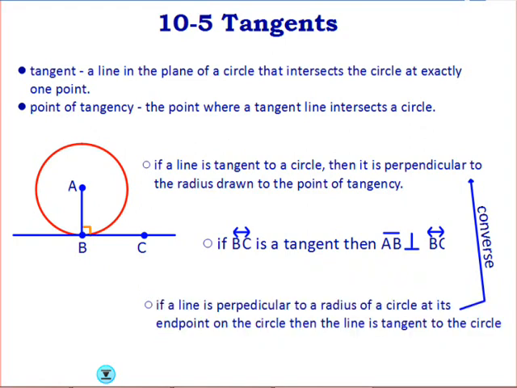And then we have a converse statement down here. If a line is perpendicular to a radius of a circle at its endpoint on the circle, then the line is tangent to the circle. So it just works in both directions. That's all that we're saying here. Okay? If you need to pause it here to get the rest of that slide, you go ahead.